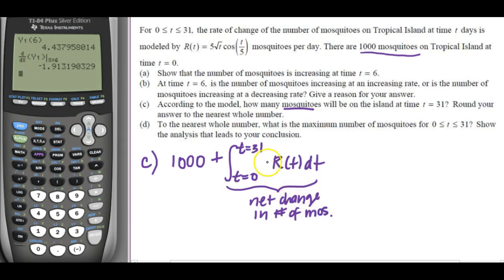So this is the total net change: how many were added, how many were subtracted over the whole course of 0 to 31 days. So this is the total net change plus how many there were to begin with. So now this can be evaluated in my graphing calculator.